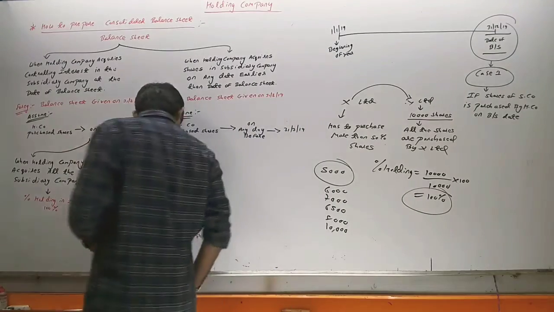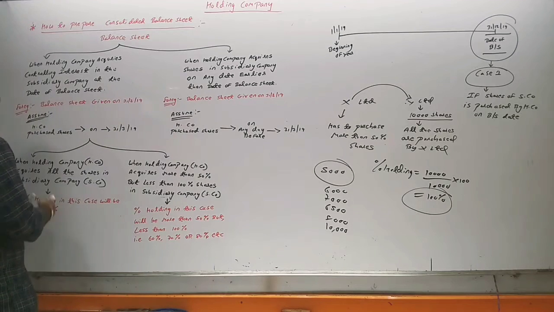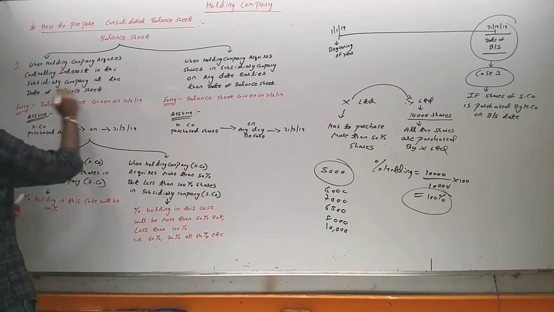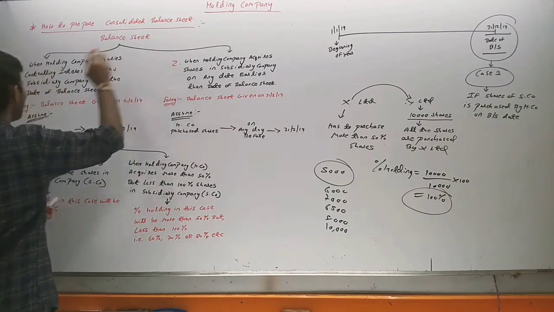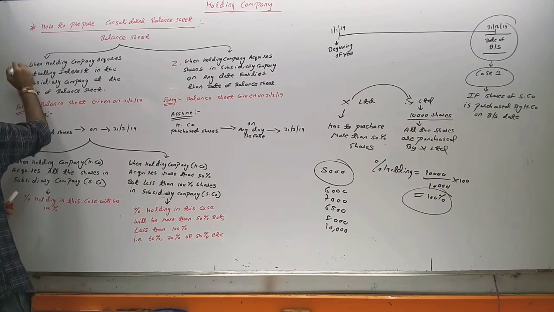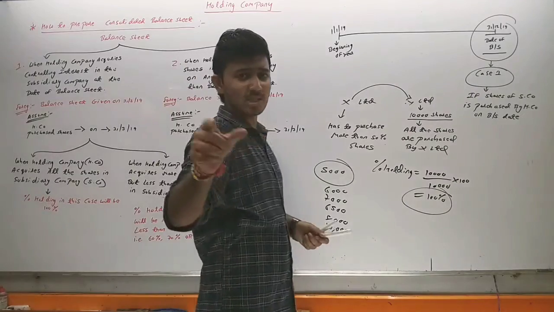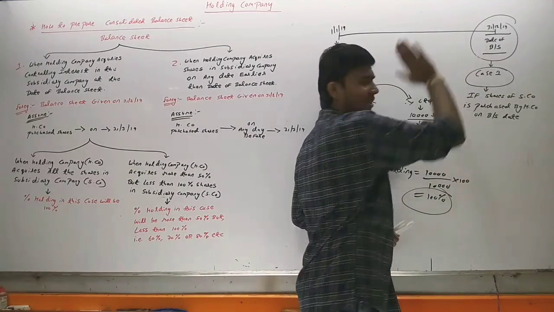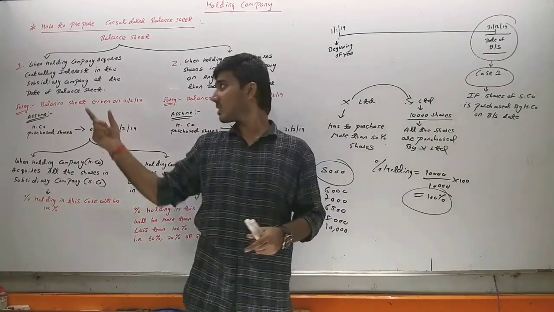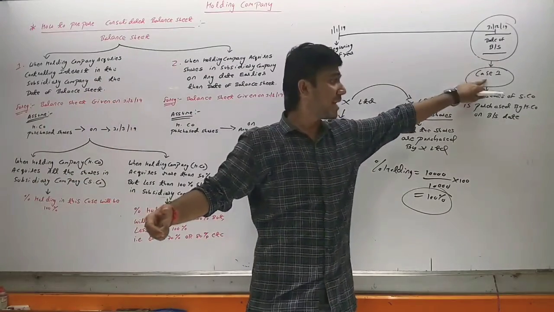This is our case 1. We will take it as case 1 and it is as case 2. Case 2 we will see later. Now we are seeing the case 1. What the case 1 says? When holding company purchase the shares of subsidiary company at a balance sheet date.